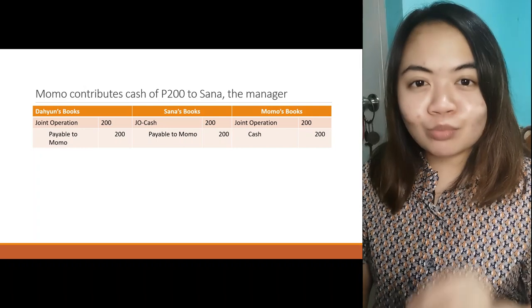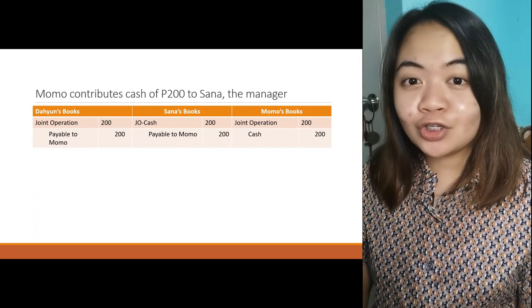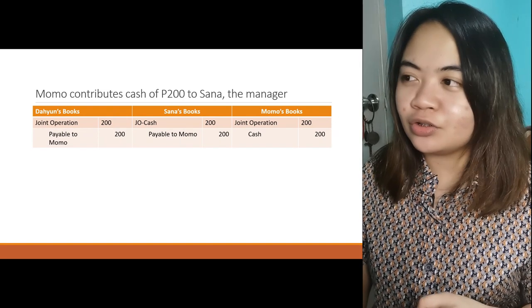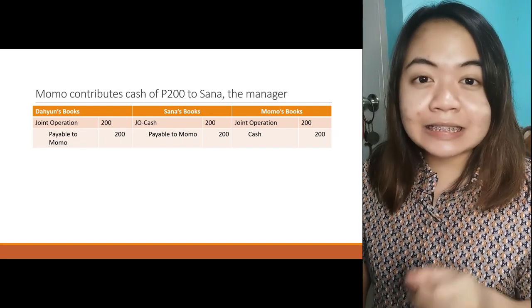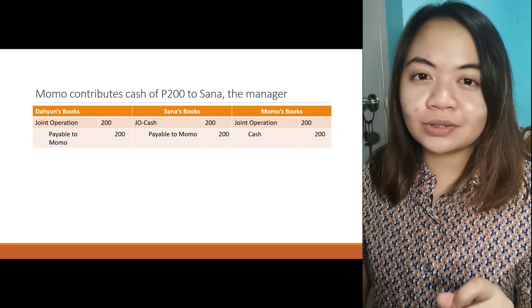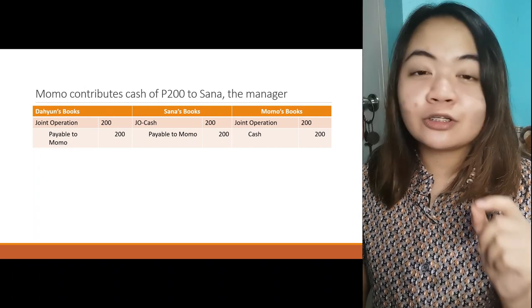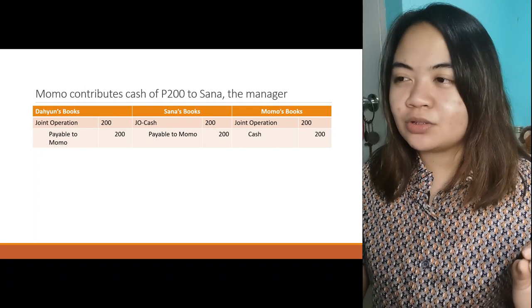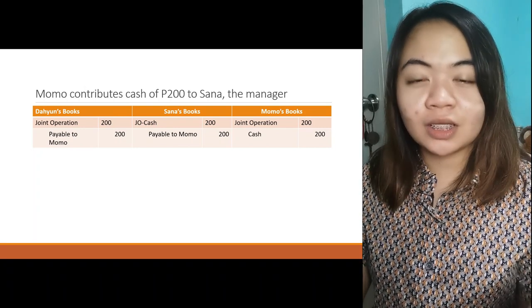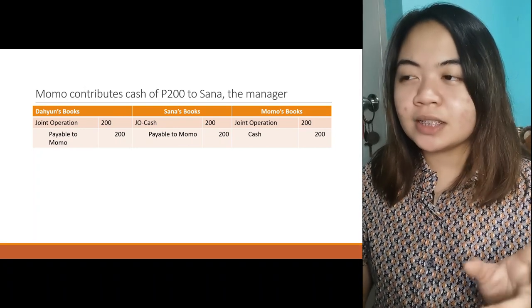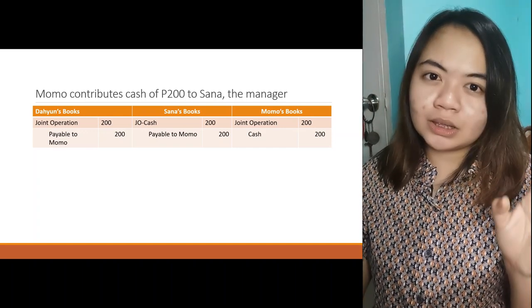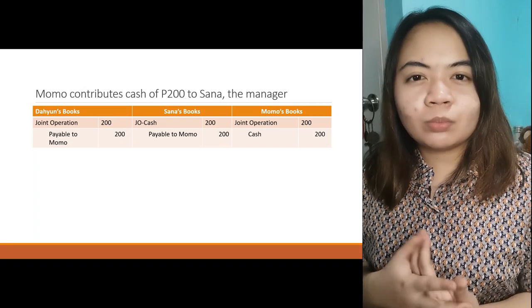Then we have kay Sana's books because she is the manager. Okay, and then the cash is related to the joint operation, okay, ang ilalagay niya is JO-cash, okay, of 200, and then credit siya ng payable to, kung sino nag-contribute, Momo, 200. Kay Momo's books, syempre, debit joint operation, 200, then credit siya ng cash, kasi nabawasan na siya ng cash na 200, okay?